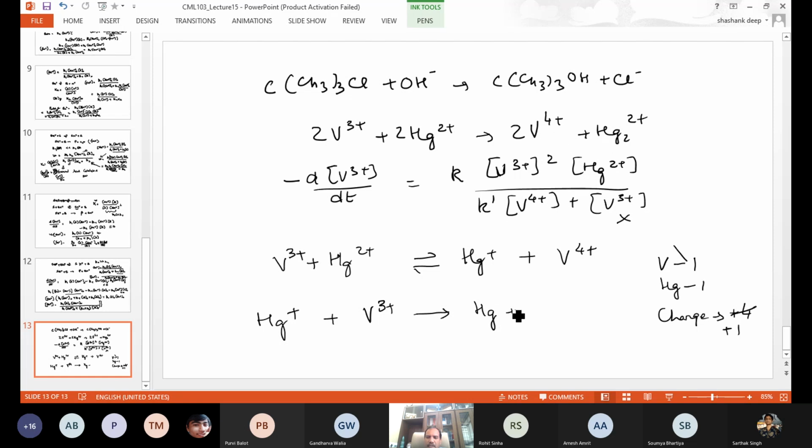You see, let me write this. V4+ ही बनेगा ना एक. तो एक Hg बचा रह गया. Hg2+ कैसे बनेगा? Is this okay? Now you see, in this step you can't make Hg2+. Remember that. Can we make it? एक ही Hg है.